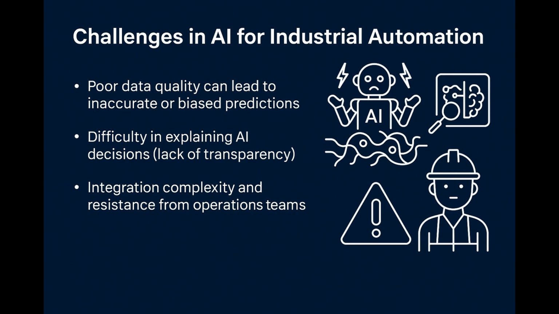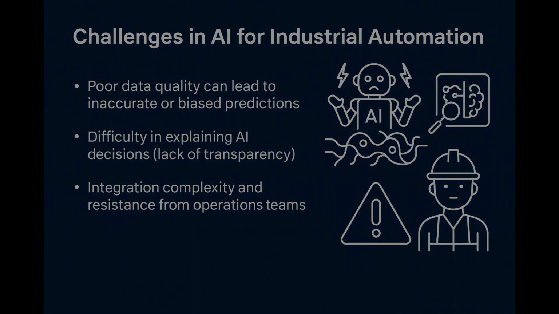Third is integration complexity. Fitting AI into existing control architectures, aligning with OT systems, and training staff to interpret and act on AI recommendations all require careful planning and collaboration. And lastly, there's often organizational resistance. Change management, training, and trust building are as important as the technology itself. Addressing these challenges early will significantly increase the chances of successful, scalable AI deployment in your operations.